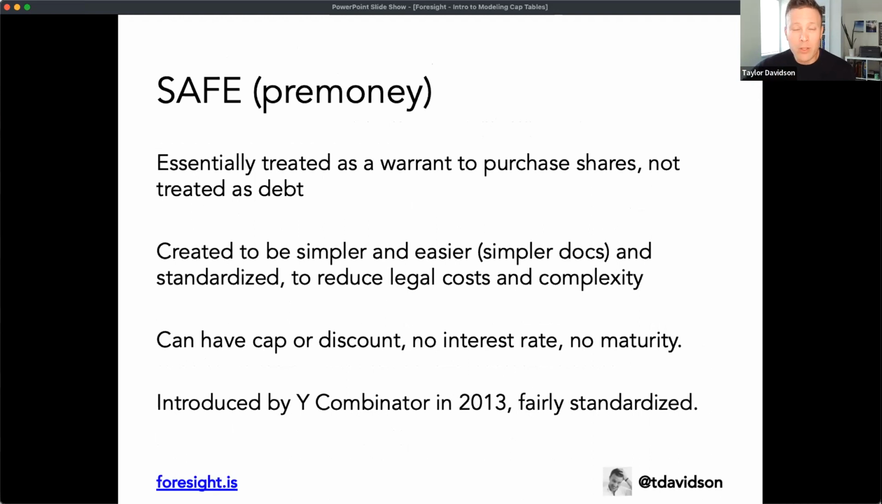So over time, we built up a couple of other basic structures used for this. It's SAFEs. And there are effectively two main types of SAFEs. One is a pre-money SAFE, which is essentially treated as a warrant to purchase shares, not treated as typical debt. It was created to be simpler, easier to do, and more standardized, to reduce legal costs and complexities, and handle a couple of things associated with notes that investors and founders found difficult. It can have caps or discounts, usually has no interest rate, and does not have a maturity. Y Combinator introduced it in 2013 and released standard docs that tons of people used.